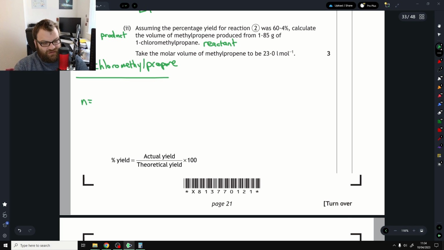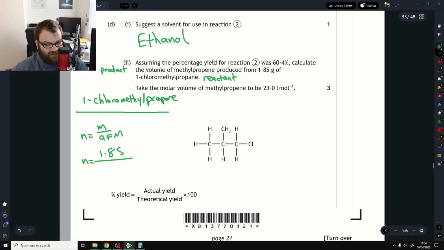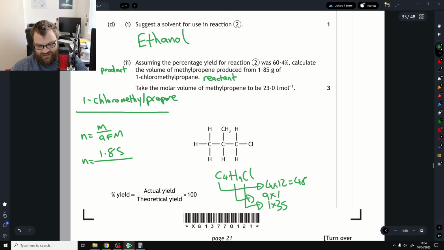I'm going to do n equals m over GFM. That's going to be 1.85 over. So we have our chemical we are dealing with. We can work out the GFM. There are 4 carbons, 9 H's and 1 Cl. Carbon, as always, is 12, so we've got 4 times 12. We've got 9 times 1 for the hydrogens. And we've got 1 times 35.5. Adding them together gives us 92.5.